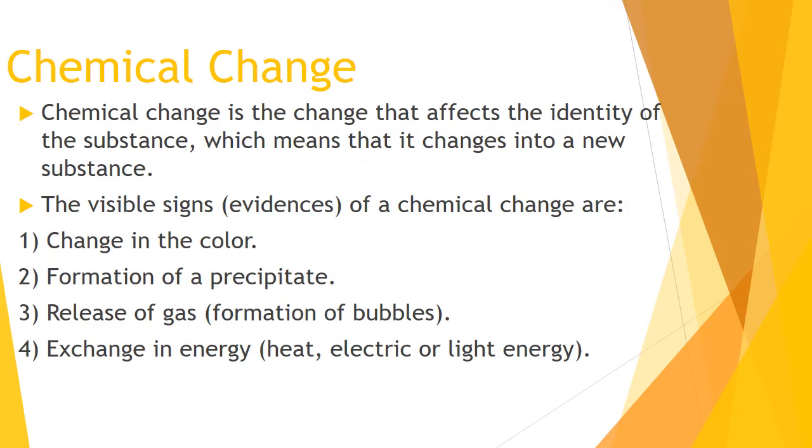Now let's start with the chemical change. A chemical change is the change that affects the identity of the substance, which means that we will observe the formation of new substances during a chemical change. What are the visible signs or the evidences that enable us to identify chemical changes? Like, for example, a change in the color, formation of a precipitate, release of gas, and exchange in energy. Here, don't forget that you can have three forms of energy: heat energy, electric energy, or light energy.